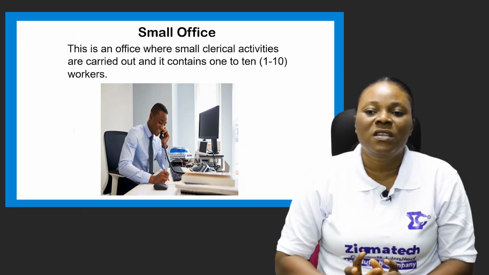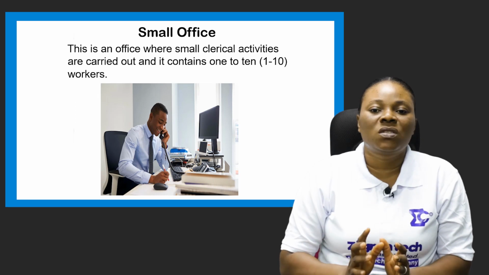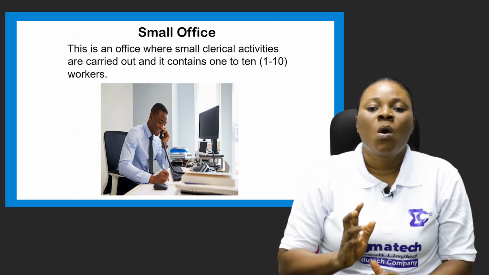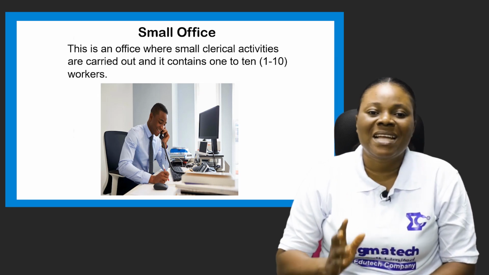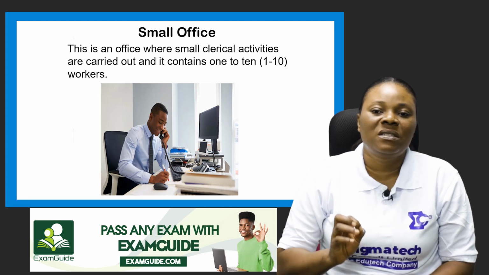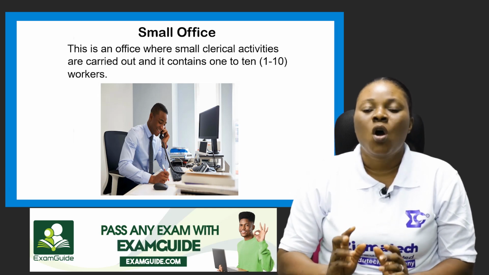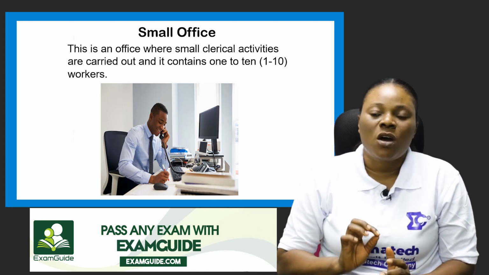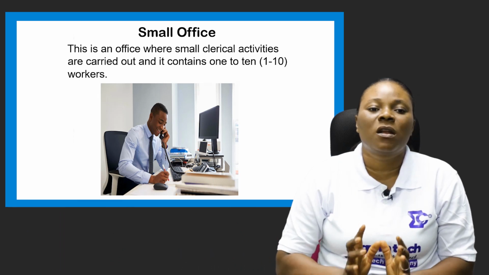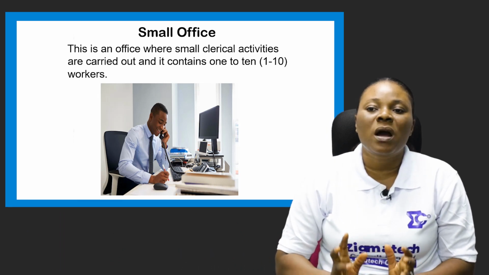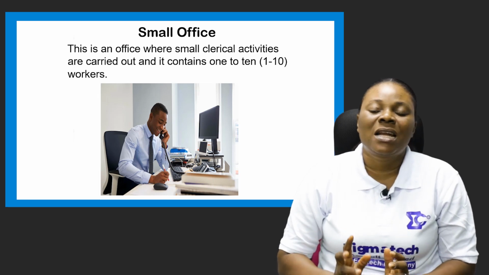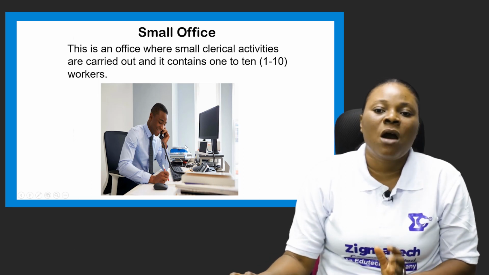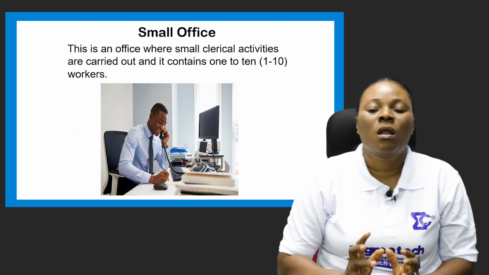And in this small office, you basically find 1 to 10 workers. So a small office contains just 1 to 10 workers. Any office that exceeds 10 workers cannot be described as a small office. So 3 things I bring out from this. A small office is an office, number 1, found in small organizations. Number 2, small clerical activities are carried out. And number 3, it contains between 1 to 10 workers. That is how best to describe a small office.